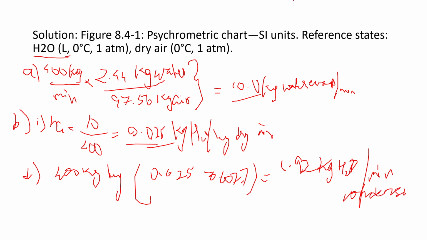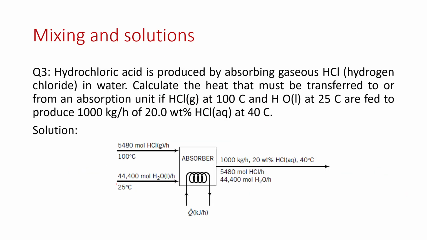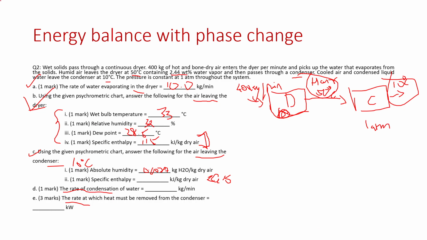So 6.92 is the rate of condensation of water. Finally, they have asked us to find the rate at which heat must be removed from the condenser. So they have asked us to find the value of Q.